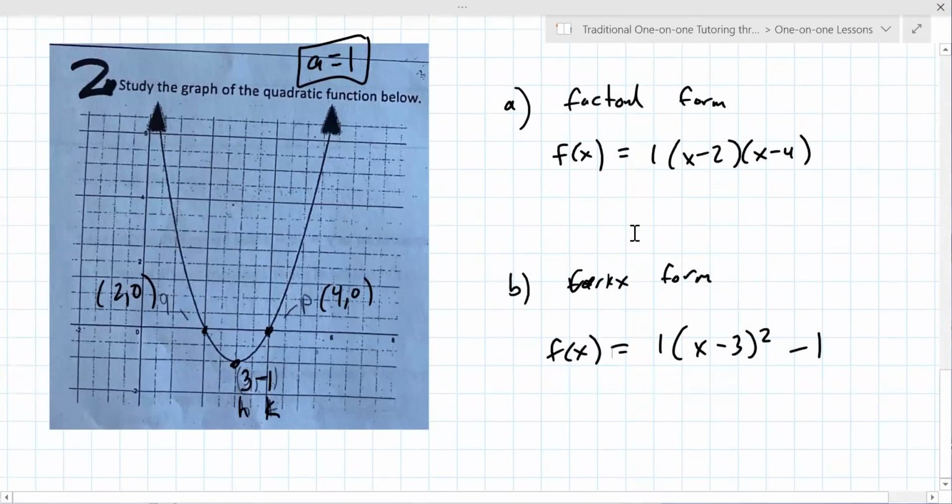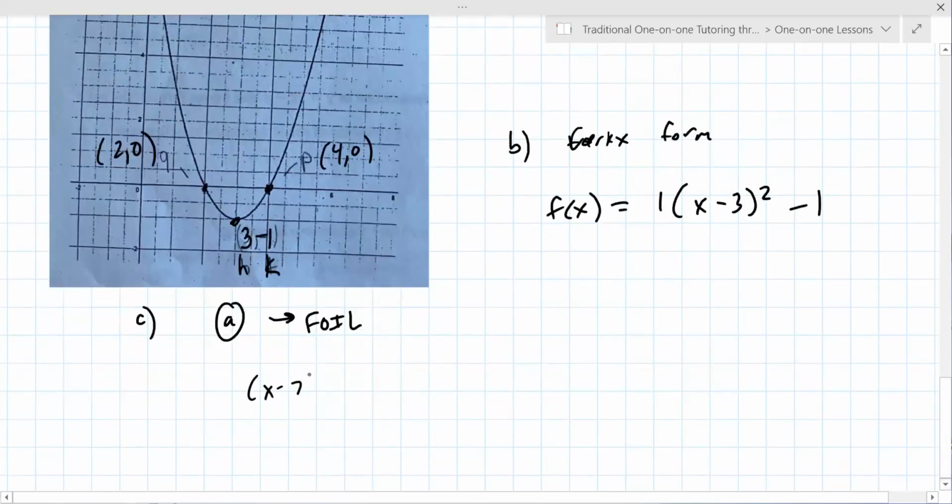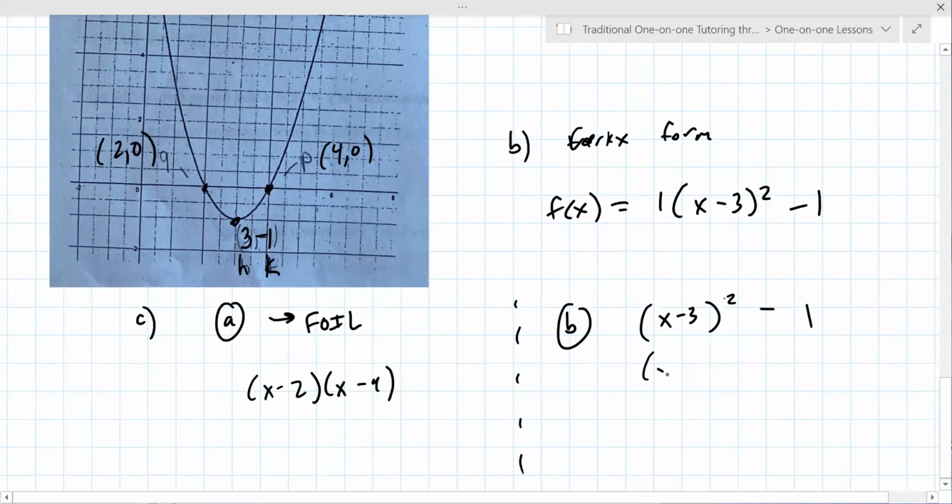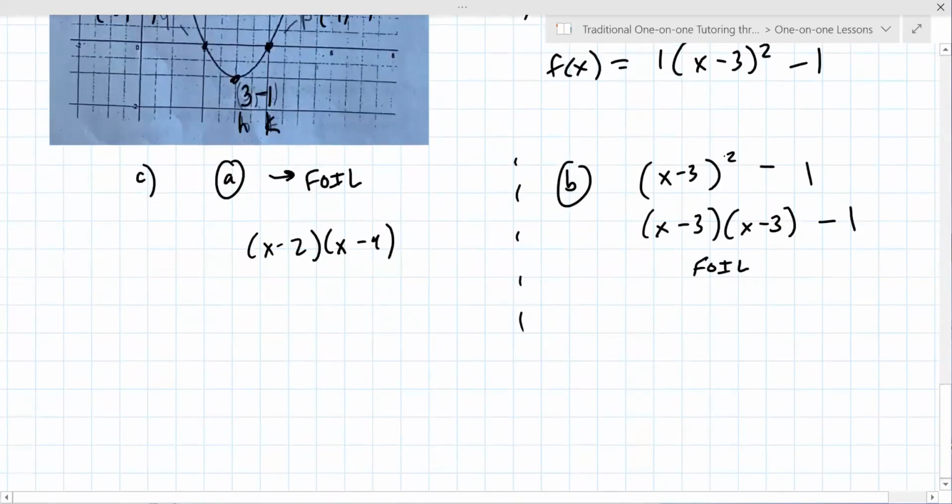Okay. So to do part C, you take your answer from A and you're going to FOIL it. Do you know what I mean by that? It's where you multiply x and x and x and minus 4. Yes. Okay. And then for part B, you have to do what is called expand the binomial. So you actually need to write another line here. You need to write (x minus 3) times (x minus 3) minus 1. And then you FOIL this. All right. So I'd like you to do one or both on your own before we move on to something else. Give that a try here.